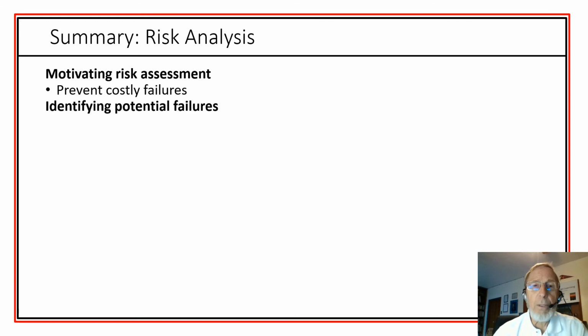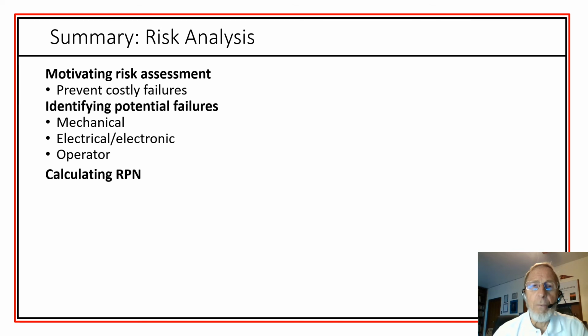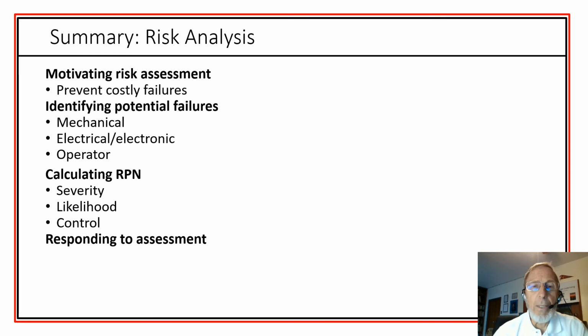We identify those potential failures, many of which are going to be mechanical, electrical, electronic, but don't forget that some of them could be operator caused. Think about what the operator can do, has done in the past, so that you recognize those as failures and figure out how to avoid those. For each of those failures, calculate the RPN, which means you have to guess at a score for severity, likelihood, control, and then respond to the assessment.